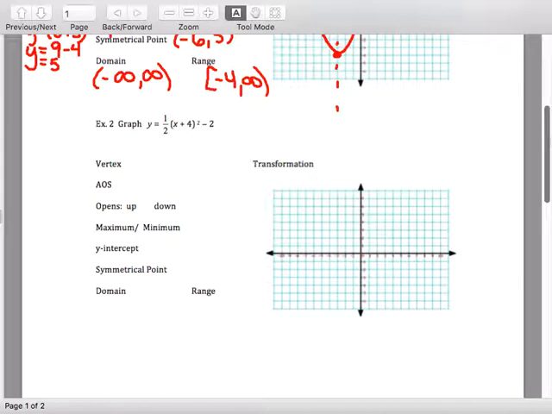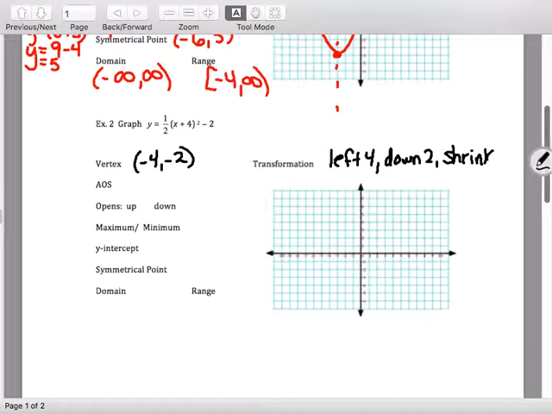So here we go. So Jacob, what is the vertex on this one? -4, -2. Let's go ahead and do the transformations while we're here. So, Josh, can you tell me what are the different transformations? I see 3 things here. It does left 4. Yep. Down 2, and it's a shrinkage. Yes, it's a shrink of 1/2. Okay, it's a shrink because the number out front is between 0 and 1.